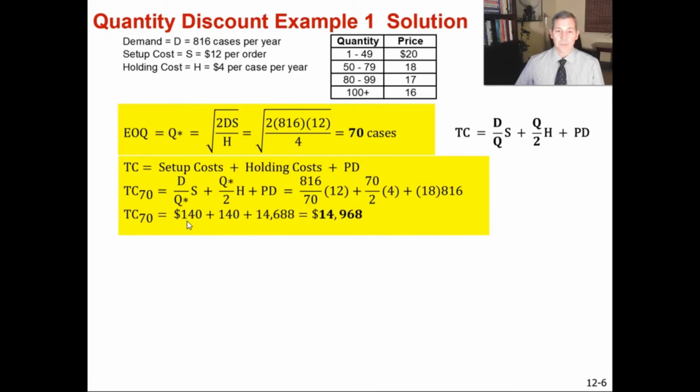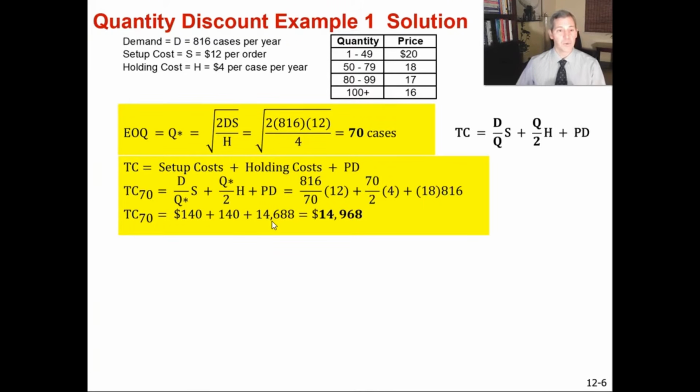Take a look at the bottom line for just a second. Your annual setup costs are $140. Your annual holding costs are $140. Your annual purchasing costs for this item are $14,688. That is why the purchase price matters so much. That is why I am employed and my entire team is employed, because our whole goal is to help organizations reduce the costs of the products that they buy.